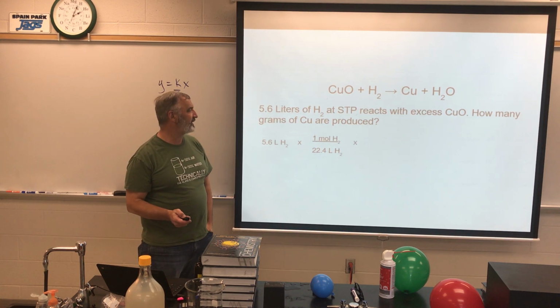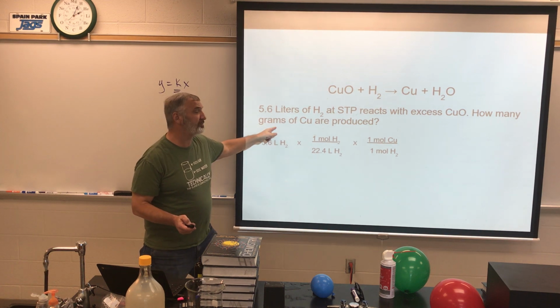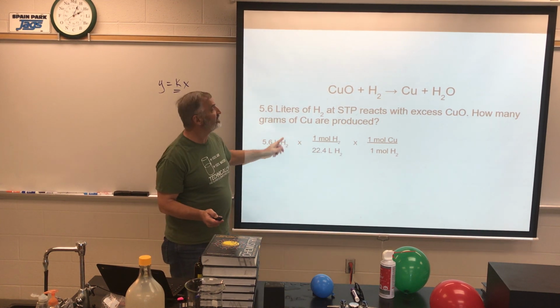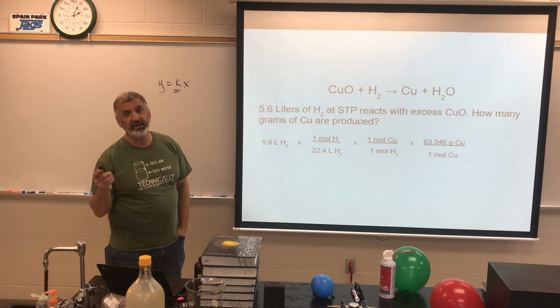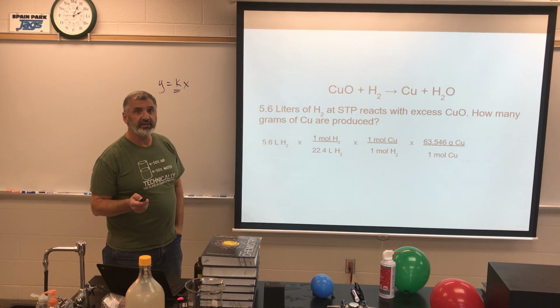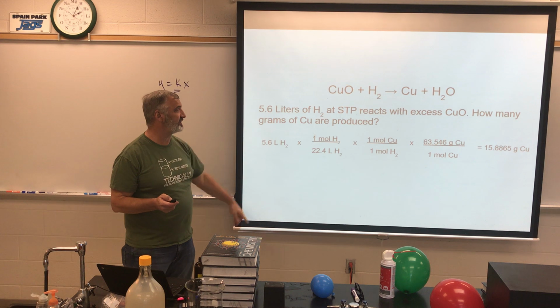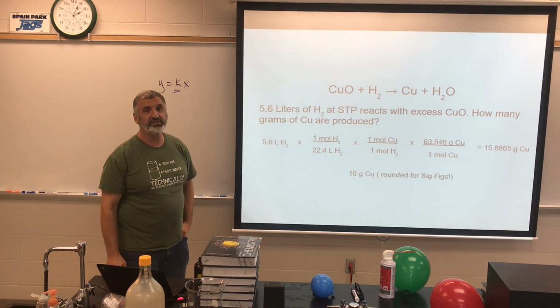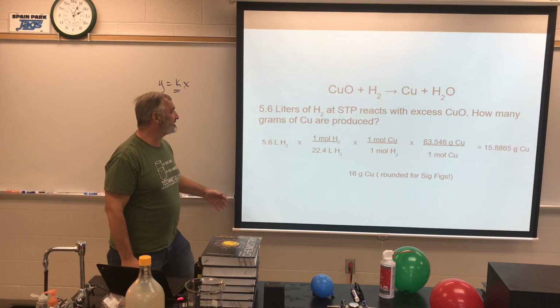Then I'm gonna use my mole ratio. And then this time I wanna know how many grams, so I'm gonna go from moles to grams. So I'm gonna use the molar mass of the copper, which I got from the periodic table. And voila, it's a lot of digits there, but we use sig figs. We see we have 2 sig figs here, so we round that to 2 sig figs. Okay? Not too bad, it's just the same exact thing.